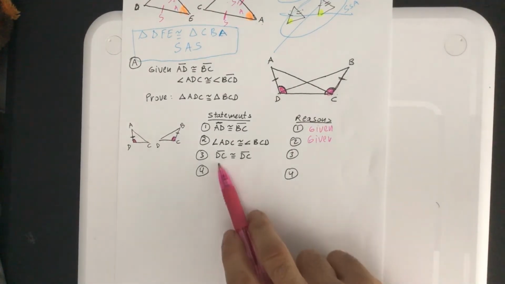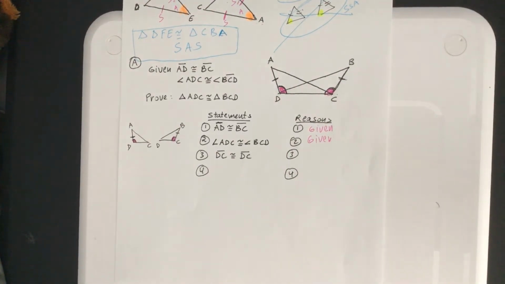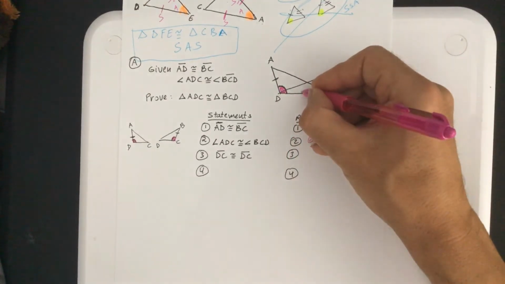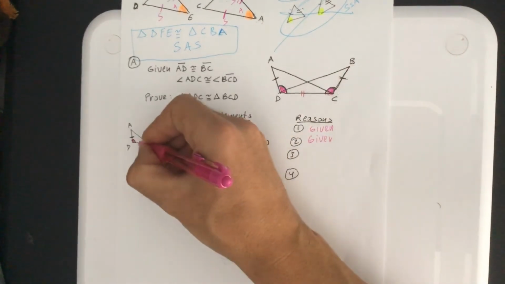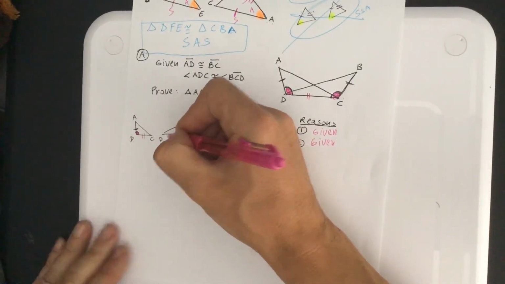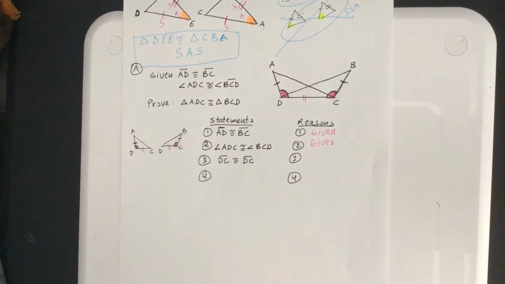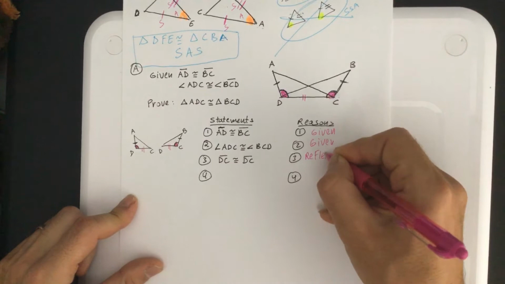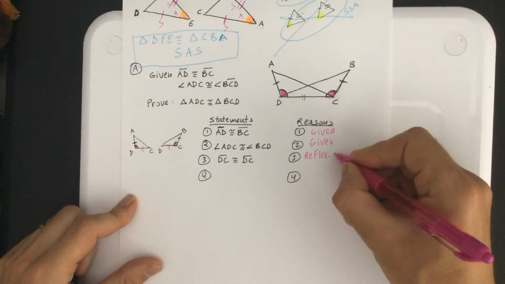Now, DC equal to DC. So this is equal to each other. Well, if you guys remember from the previous video, when two triangles are sharing a side, the property is gonna be basically the reflexive property. So let me write down over here, reflexive property. I'm gonna abbreviate it, reflex property.